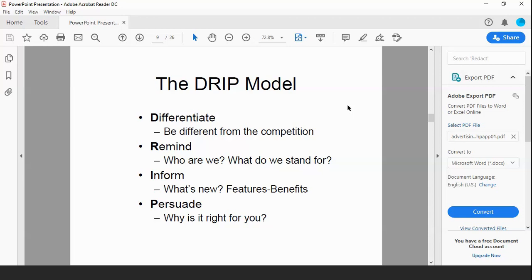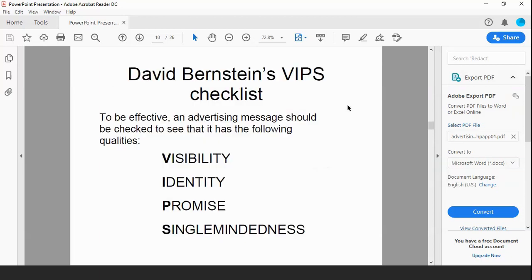and then we keep on reminding people and talk about the brand, how it is better, and how it's better for you as compared to the other. So this is the DRIP model, and this is the VIP, the David Bernstein checklist of VIP. So it has to have the following qualities whenever we are using advertising. The first is visibility, then identity, then promise, and single-mindedness. All right, this talks about visibility and identity and promise, and then single-mindedness.